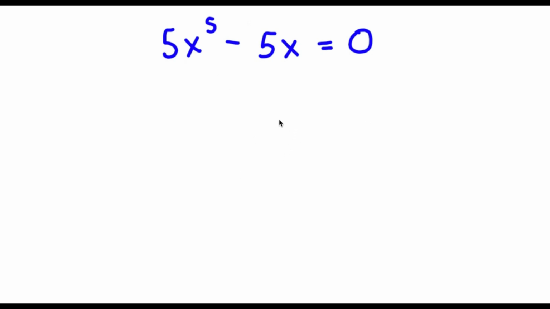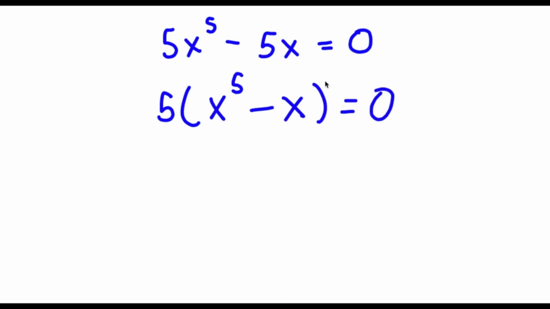Now, the first thing I'm going to do is factor out 5. So if I factor out 5, I get 5 times, 5x to the power of 5 divided by 5, that's simply x to the power of 5. And negative 5x divided by 5 is simply negative x. So now this is equal to 0.